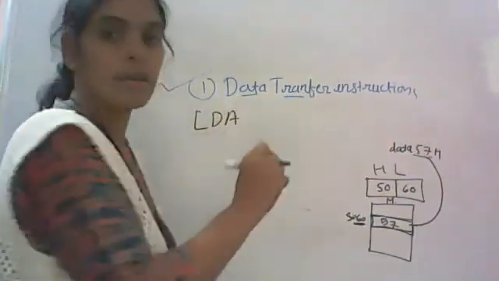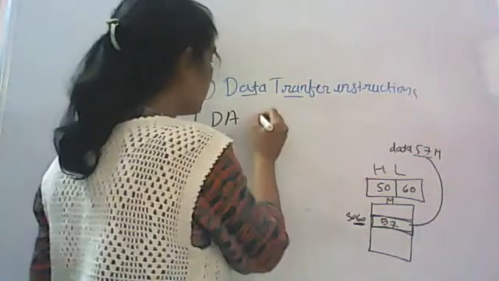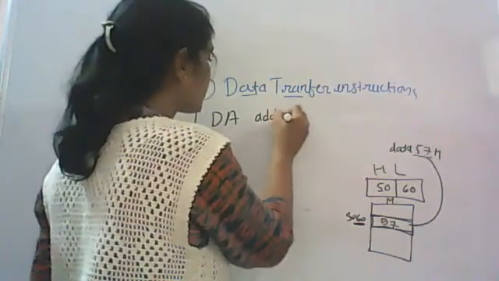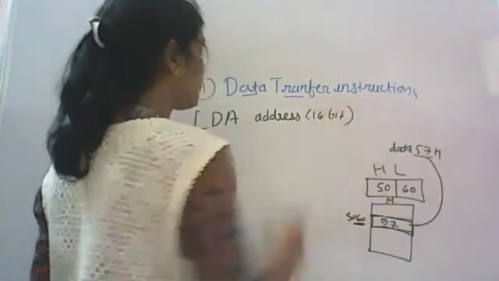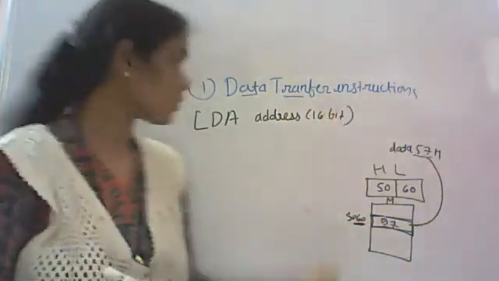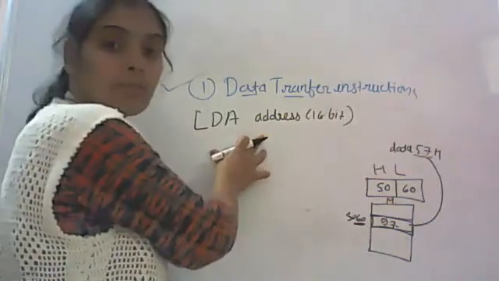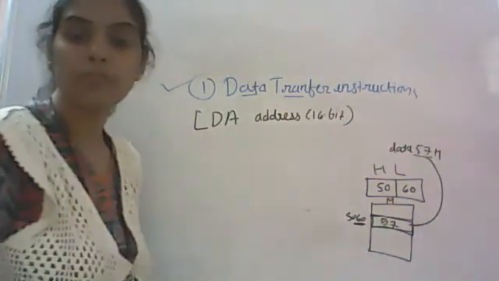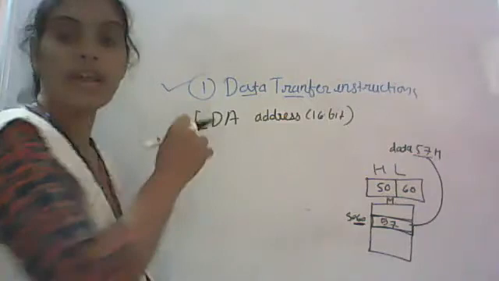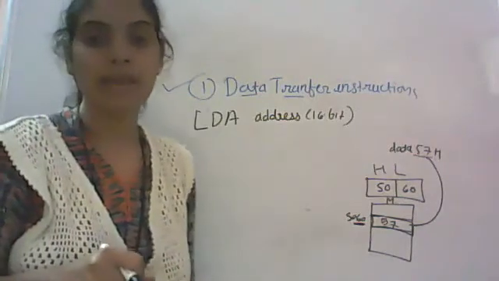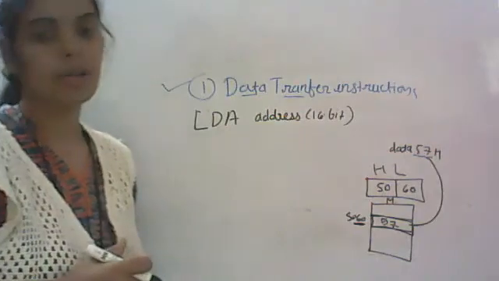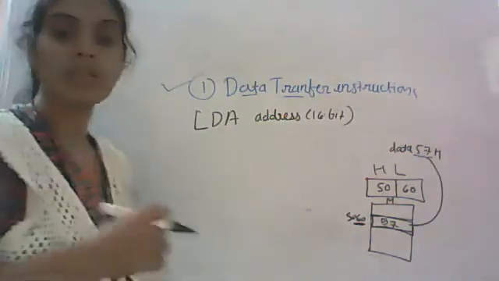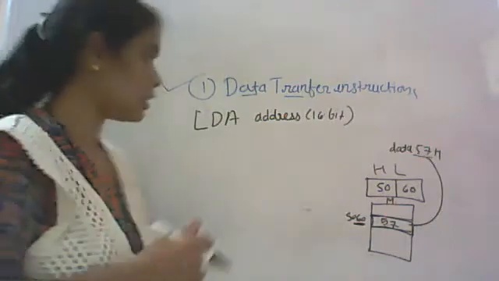LDA, here address, 16-bit address. Load accumulator. The content of memory location specified by 16-bit address in operand are copied into the accumulator. See here, the content of source are not altered.